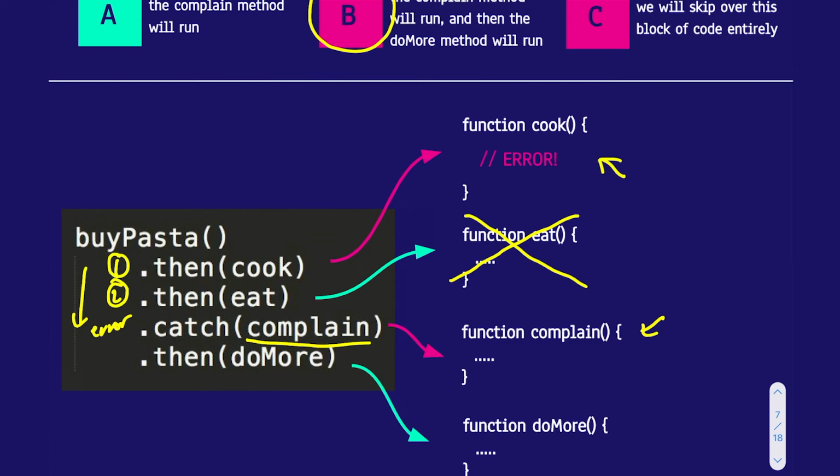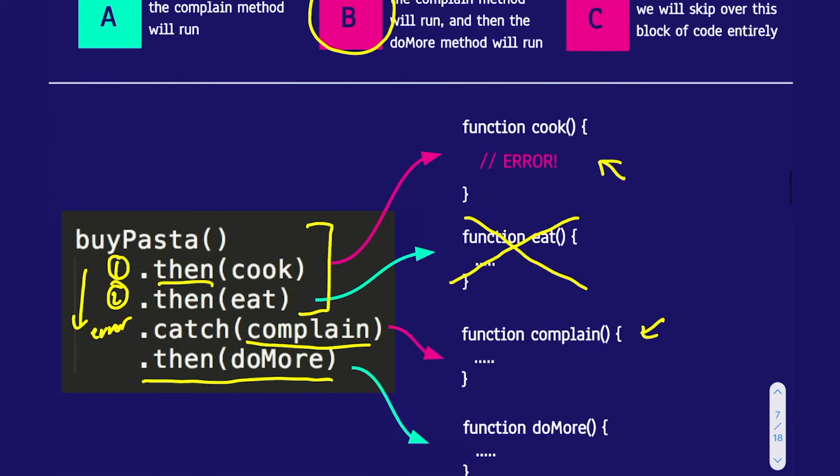between this problem and the last one is that we have another .then after the .catch. So as I mentioned, the catch is responsible for errors that happen above it. It's not responsible for errors that happen after it. And what we're saying when we add another .then after the .catch is run this method after the .then, and then let's say there's no error, we would run the other .then.